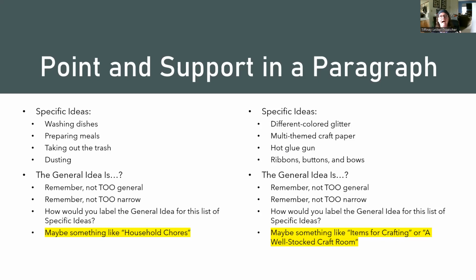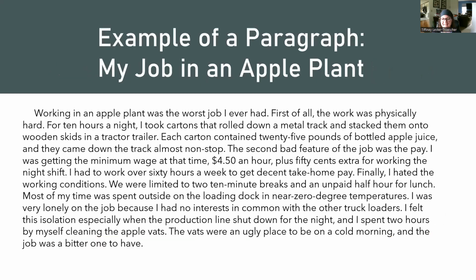You're understanding how we have a general topic in that topic sentence, and then all of the ideas in the rest of the paragraph relate directly to that topic, right? Okay. All right, so now let's look at an example of a paragraph. This is called My Job in an Apple Plant. So again, think of what we just went over, that the first sentence of the paragraph is going to establish the general idea. The rest of the paragraph is then going to provide specific examples or specific ideas that relate directly to that topic sentence.